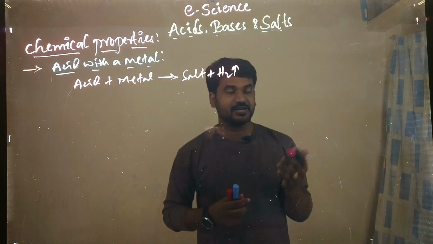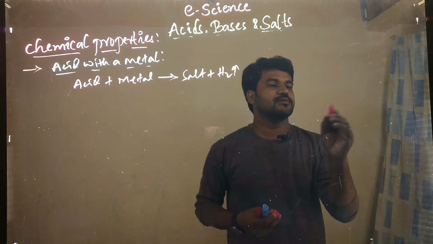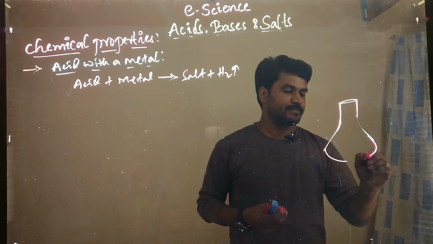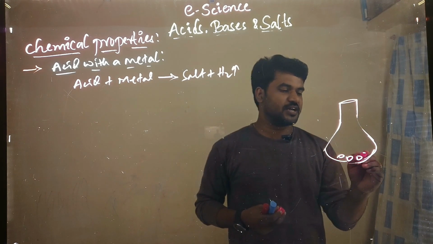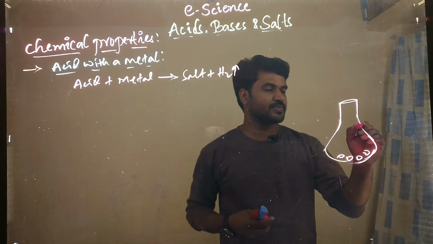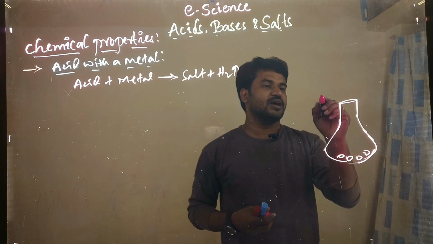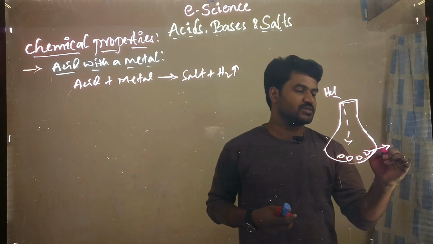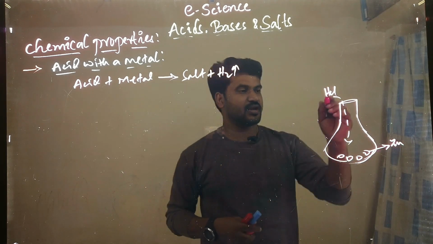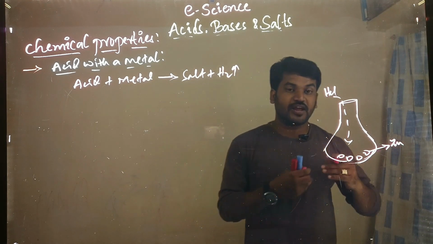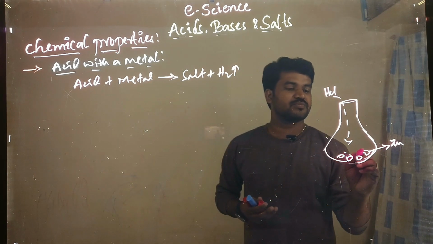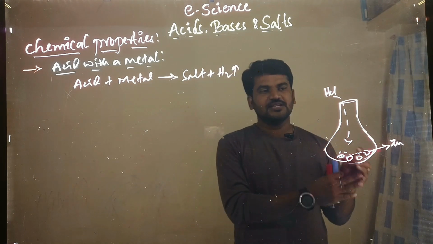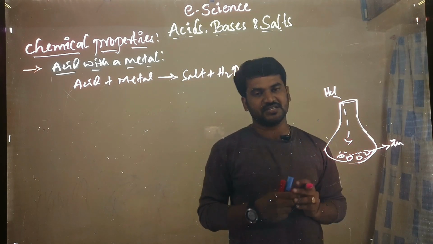So just imagine we have a container here, a conical flask. In that conical flask we have taken zinc granules, and for this I have added some amount of HCl. After adding HCl, we will observe that some bubbles are arising, some fumes are arising over there. That is the zinc reacting with the hydrochloric acid. That is the indication.